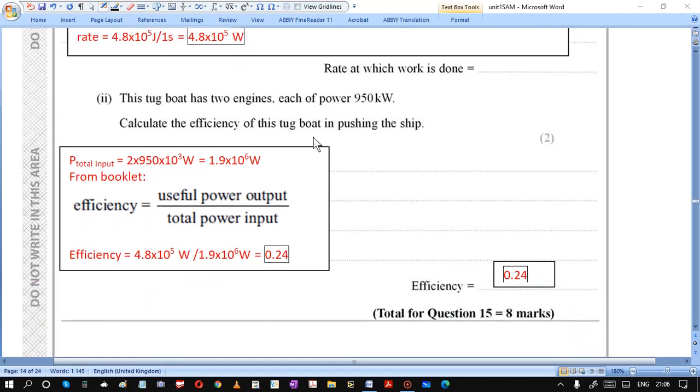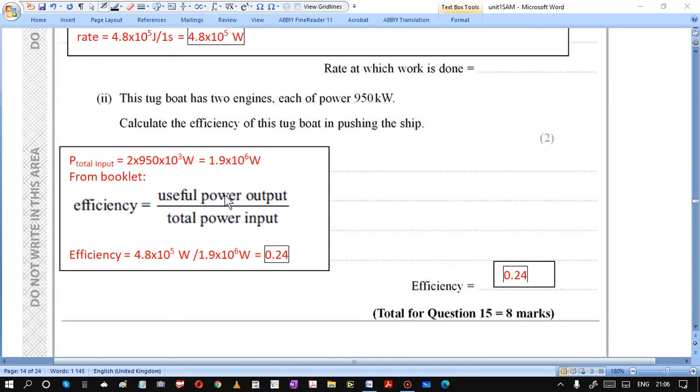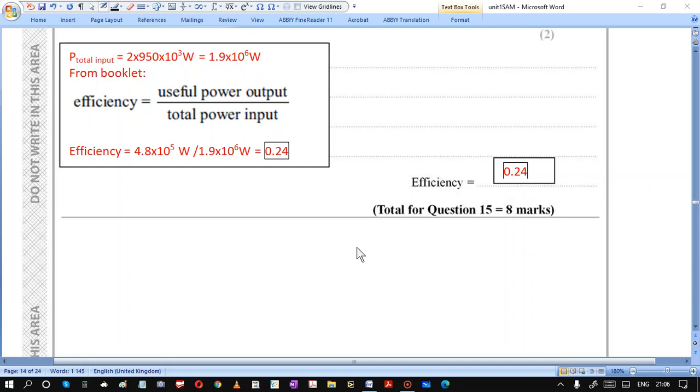The tugboat has 2 engines, each of power. Calculate the efficiency. So because we have 2, we multiply by 2. So this is total input power, and we have output power. So we divide useful output by total input, we get efficiency.